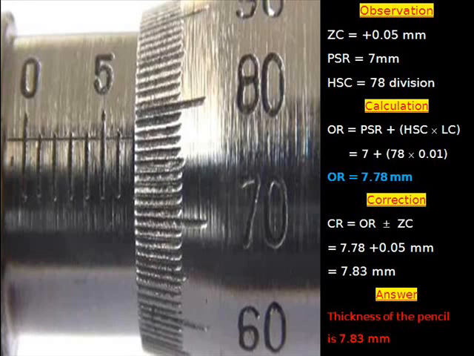And we have to apply the correction. The corrected reading is obtained by the formula corrected reading is equal to observed reading plus or minus 0 correction. And let us consider the 0 correction is 0.05 millimeter. We will get 7.83 millimeter and the thickness of the given pencil is 7.83 millimeter.